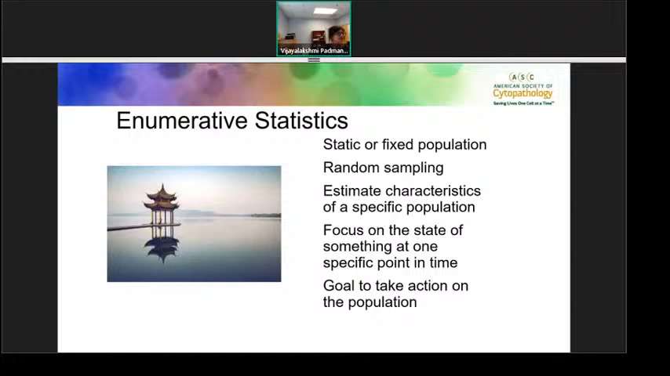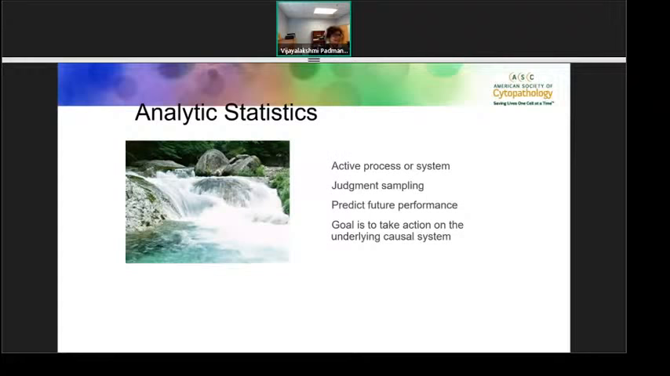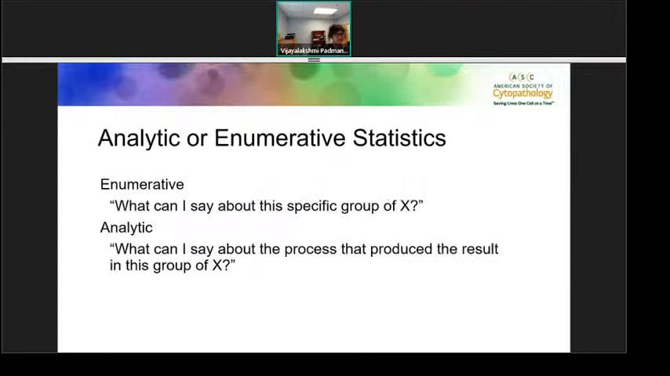You're basically estimating characteristics for a specific patient population, right? And the focus is on the state of something at a particular point in time, and the goal is to take action on that population. While analytic statistics is a very active process, it's judgment sampling. You're trying to predict future performance of that system, and the goal is to take action on the underlying causal system.